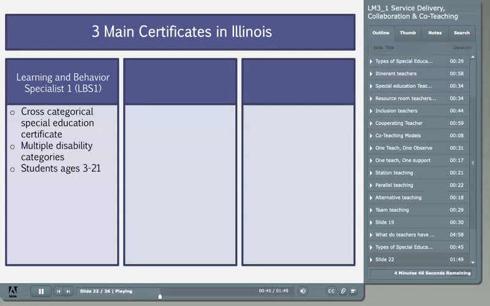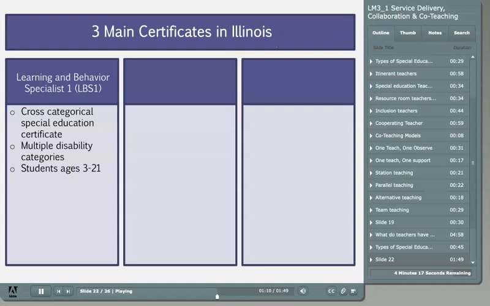This is quite a range when you think about it. A 3-year-old with multiple severe disabilities, an 8th grader with a behavioral disorder, a junior with a learning disability that wants to go to college are all quite different types of students with different types of learning needs. But if someone has an LBS 1 certificate in the state of Illinois, that certifies him or her to teach children with these types of disabilities.